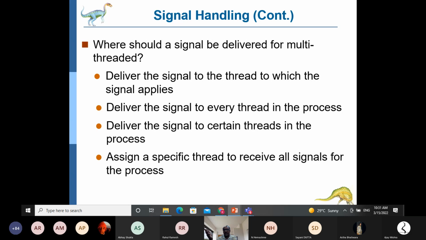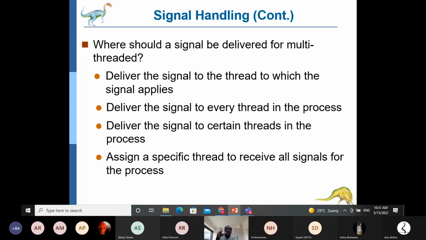If it has a signal handler, then it will manage. Otherwise, the OS will do that. Suppose, for example, the signal is an asynchronous signal. It's nothing to do with the execution of the threads, like it is from an external signal, right? So in that case, how do you handle that? Different operating systems will handle them in different ways.